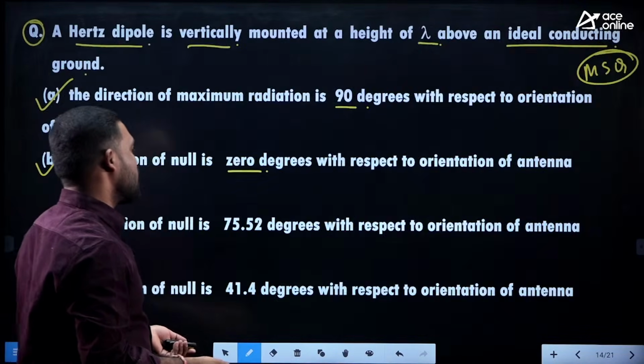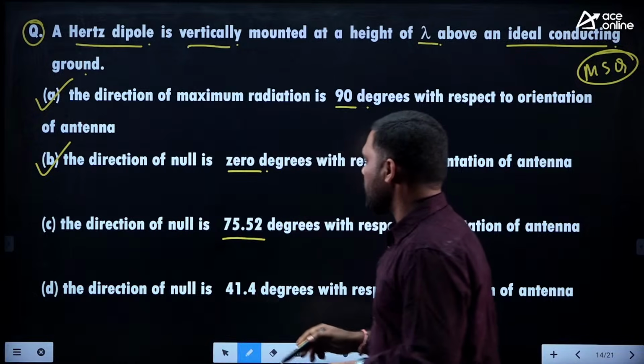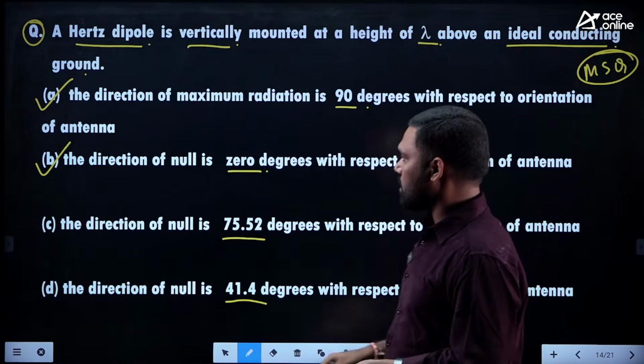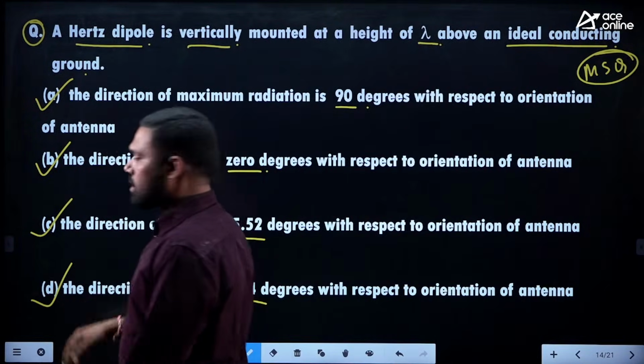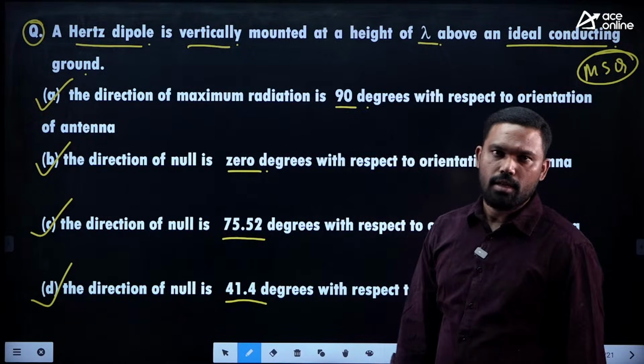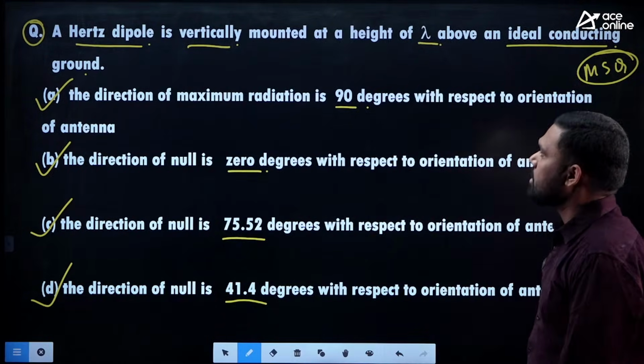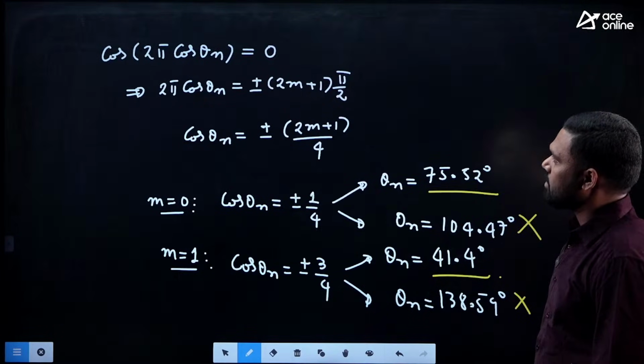Yes, so we got 75.52 degrees and 41.4 degrees. So this is correct. This is also correct. Clear guys? Done. So let us proceed further.